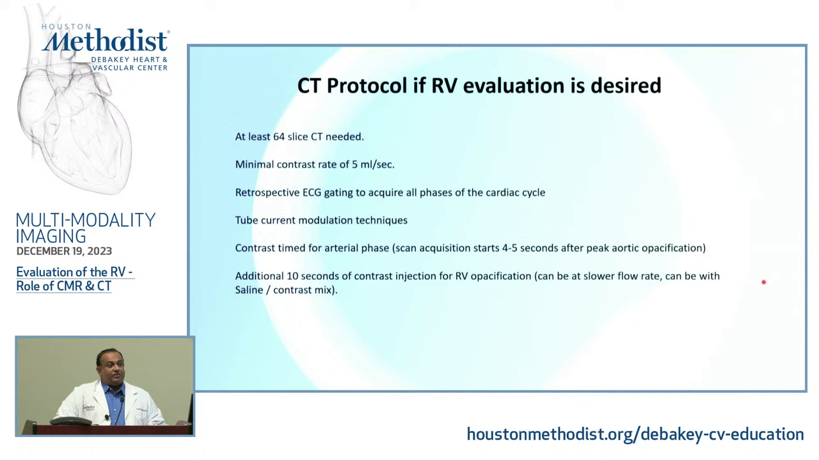The contrast is typically timed for the arterial phase, which is how we scan all the coronaries, where the scan acquisition starts 4 to 5 seconds after the peak aortic opacification. But in order to look at the RV, you need at least an additional 10 seconds of contrast injection. It can be at a slower rate, or frequently, following the first contrast bolus, there is a chaser of a saline and contrast mix at the same rate that's given for another 10 to 15 seconds.